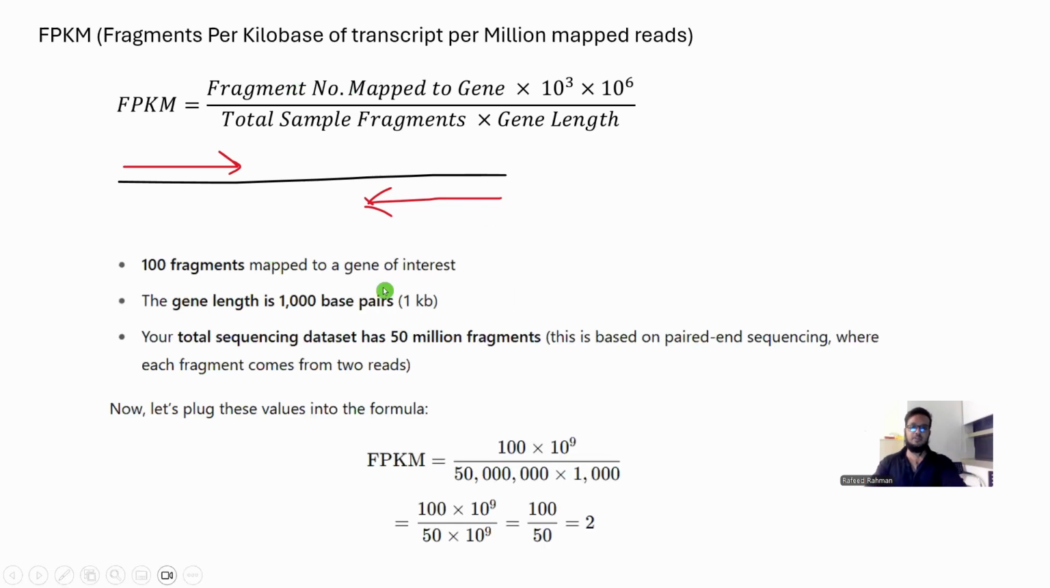So this is an example I took from ChatGPT basically. I haven't created this myself. So we have 100 fragments, suppose mapped to a gene of interest, say gene A, and the total gene length is 1000 base pair. So 100 is here, fragment count mapped to gene.